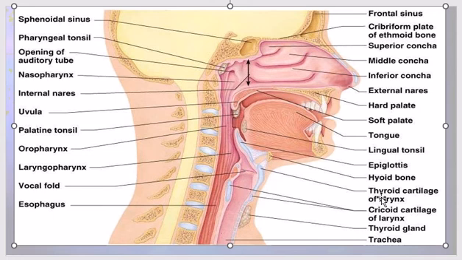What do you understand with the term thyroid? Thyroid is a hormonal gland which secretes thyroid hormones, that is T3, T4, TSH, FT3 and FT4. Then, cricoid cartilage of larynx, then thyroid gland and trachea.